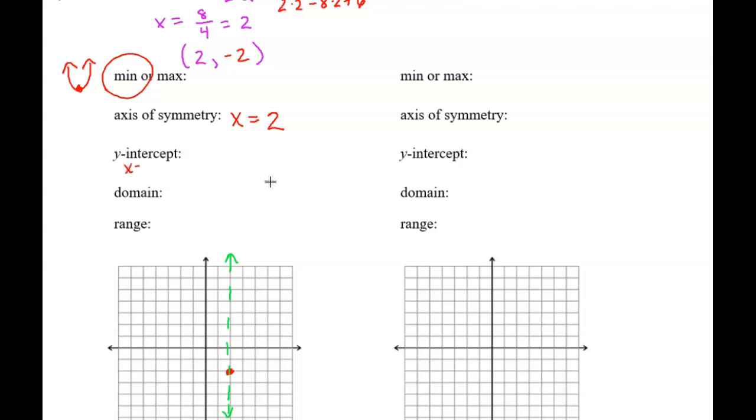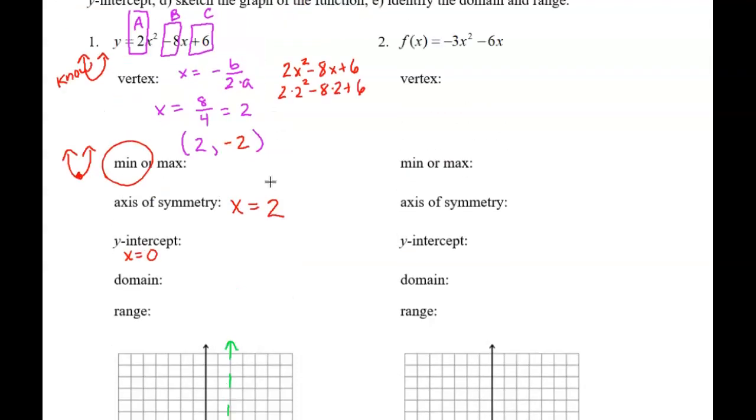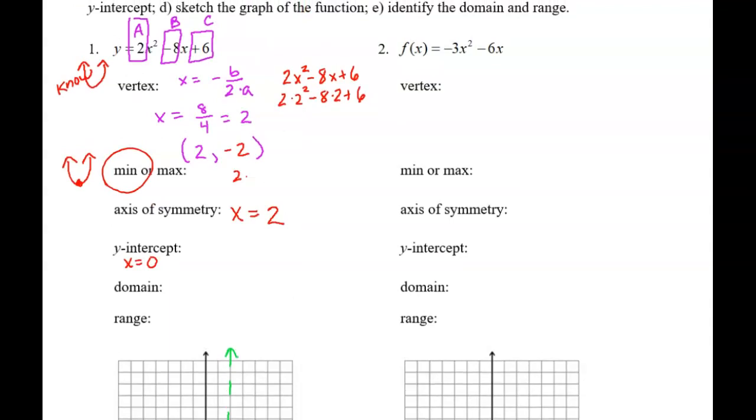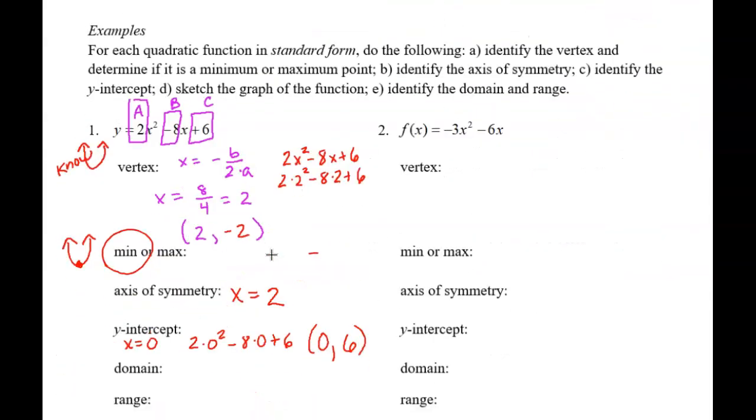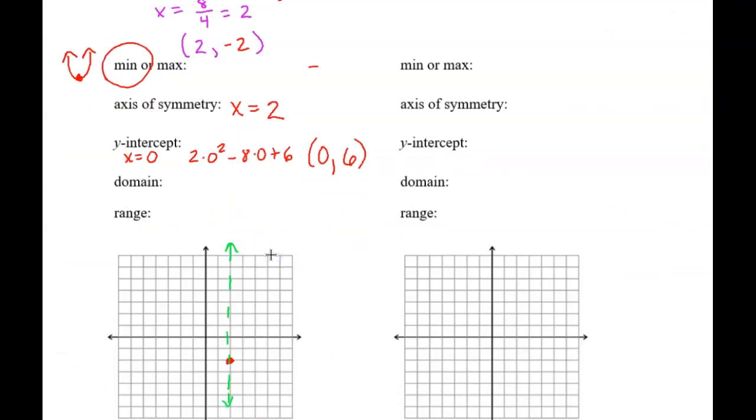For the y-intercept, we let x equal 0 in the original equation. So we get 2 times 0 squared minus 8 times 0 plus 6. So we get 0, and 0 minus 0 plus 6 is 6. So I'm going to plot that. We get 0 and then up 6: 1, 2, 3, 4, 5, 6.